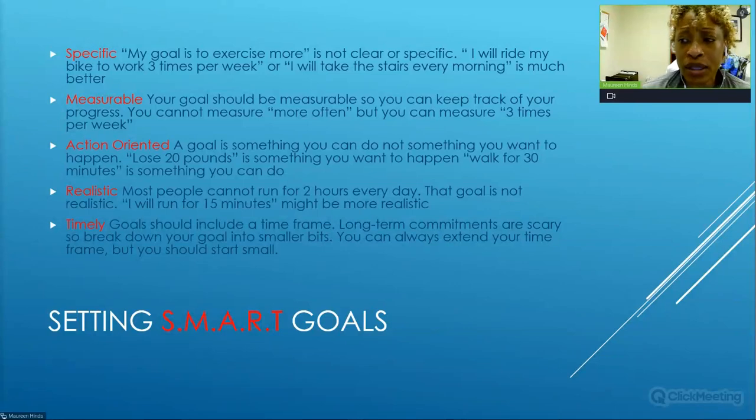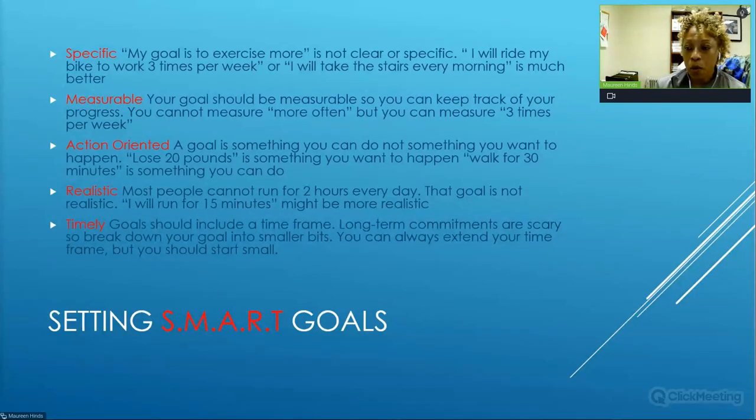All right. The second expectation in a SMART goal is that it should be measurable so that you can keep track of your progress. So, again, if I'm going to ride my bike, how often am I going to ride my bike, right? Am I going to do it twice a day, twice a week rather, 3 times a week? So go ahead and make sure you have a measurable point in that goal so that you can use that as a reference point to see how well you're doing or not.